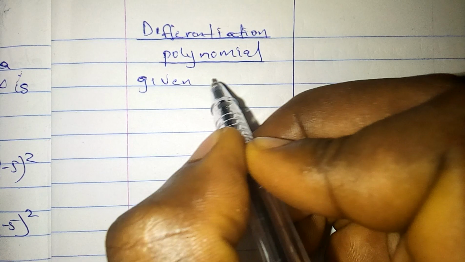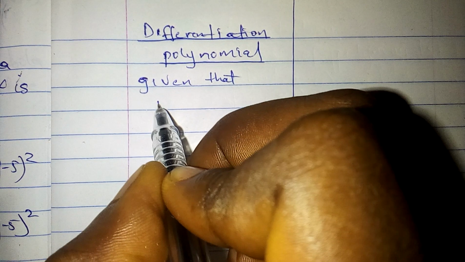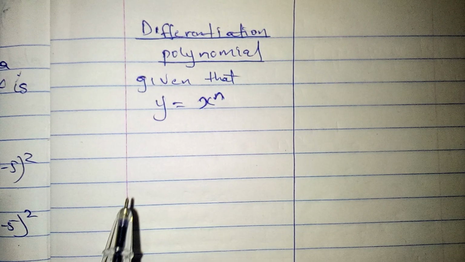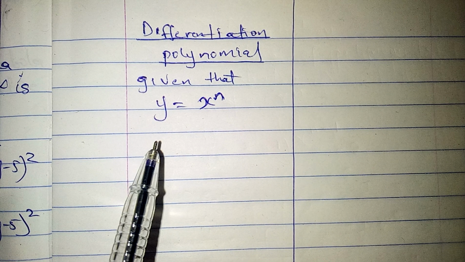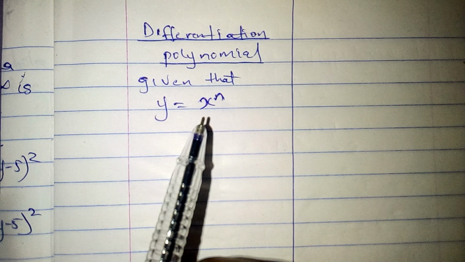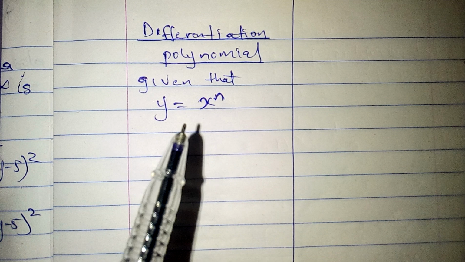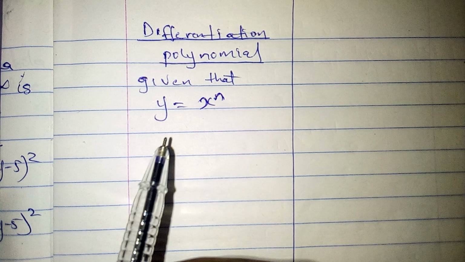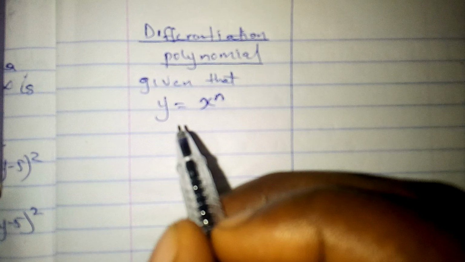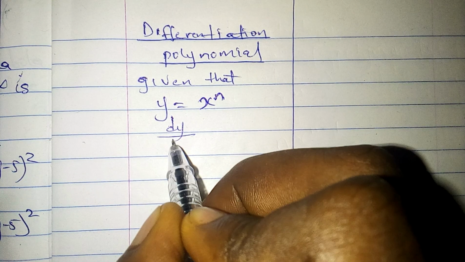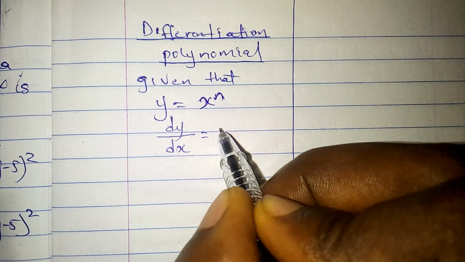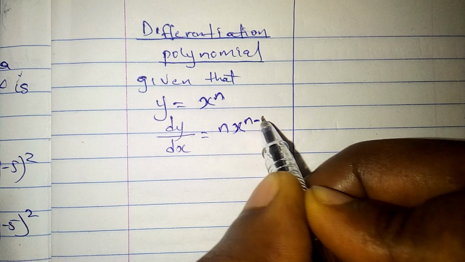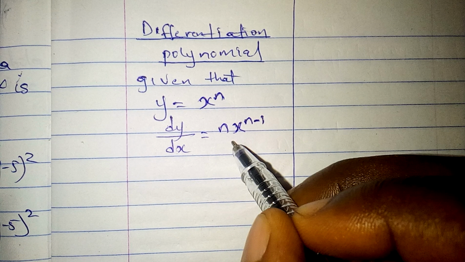Take y equals x to the power n, the general form of a polynomial. An expression with a power, where n can be 3, so I have the power. So dy over dx of this polynomial will give me the power n times x, and the power is subtracted by 1. So now this is the value of differentiation.